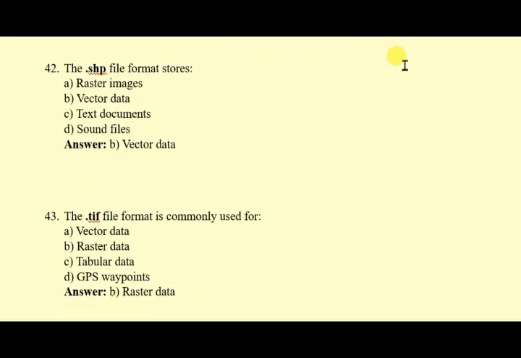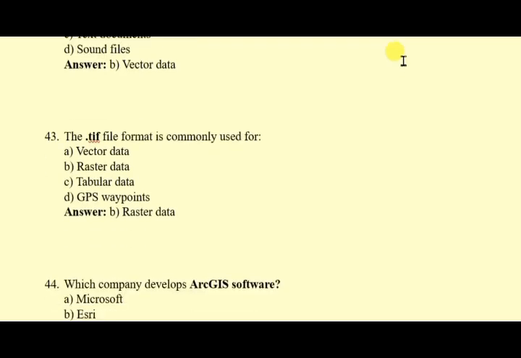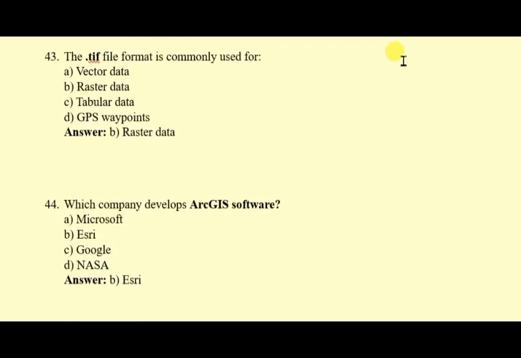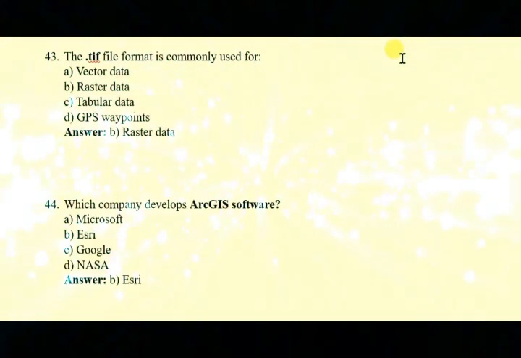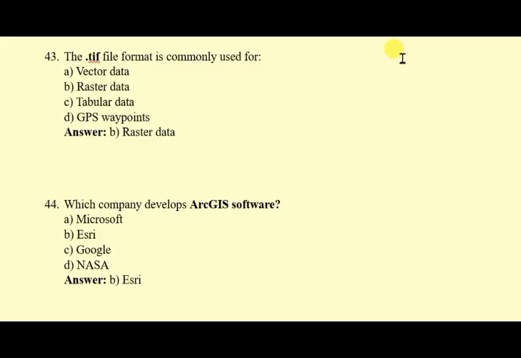Question 42. The .shp file format stores raster images, vector data, text documents, sound files. The right answer will be vector data. The .tif file format is commonly used for vector data, raster data, tabular data, GPS waypoints. So the right answer will be raster data.